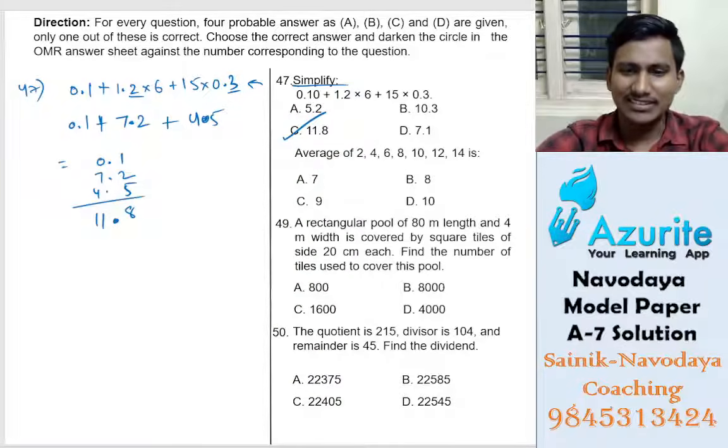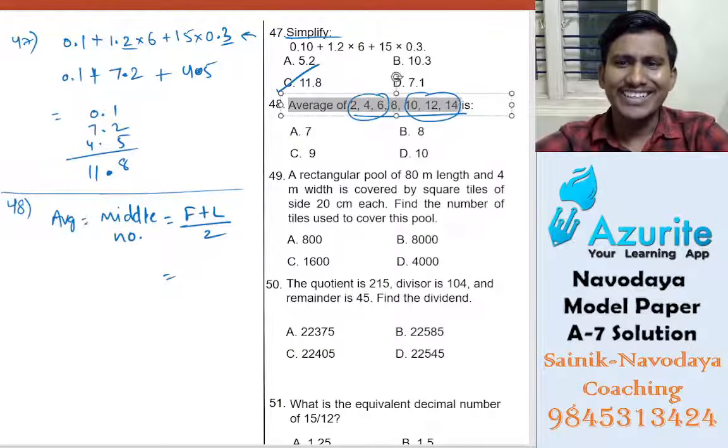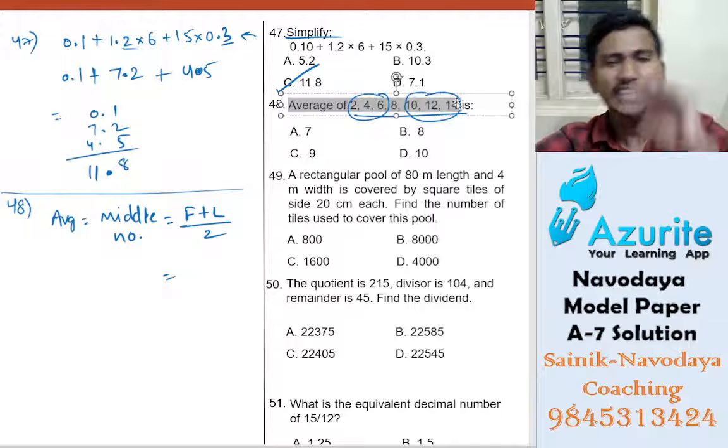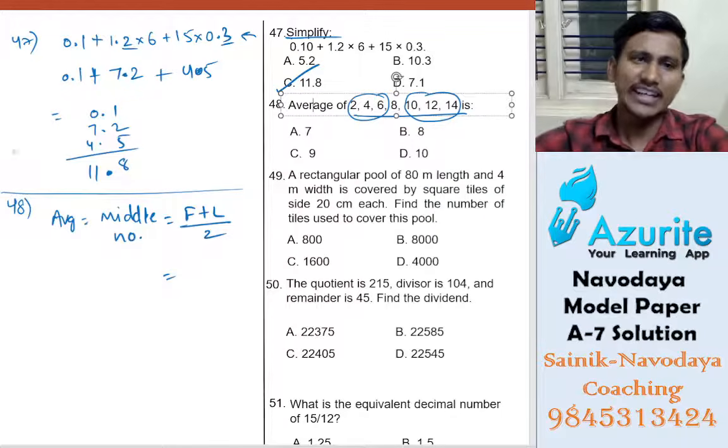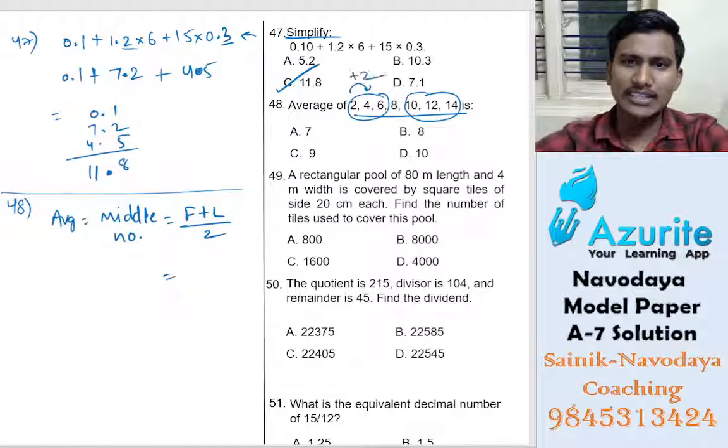Very easy. So next, let us go to question 48. What is the question? Average of 2, 4, 6, 8, 10, 12, 14. This is a continuous number pattern: 2, 4, 6, 8, 10, 12, 14. We are adding 2 each time. Yes? If you just add 2, 2, you will get this.